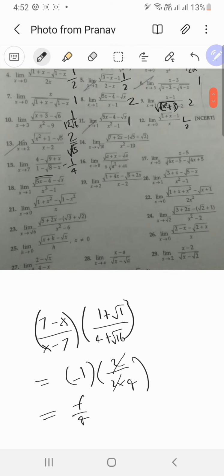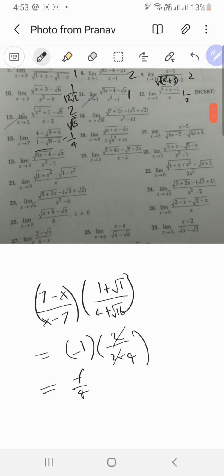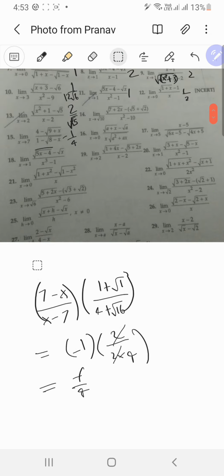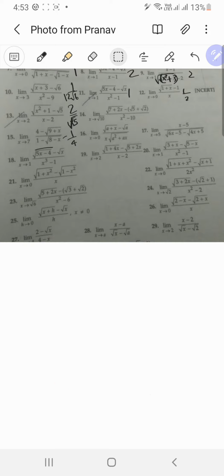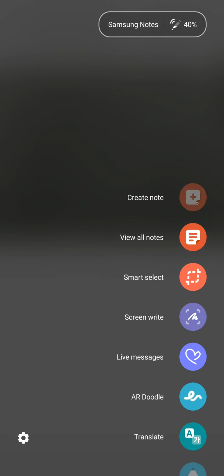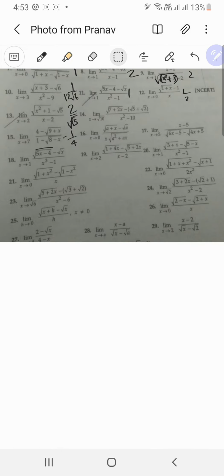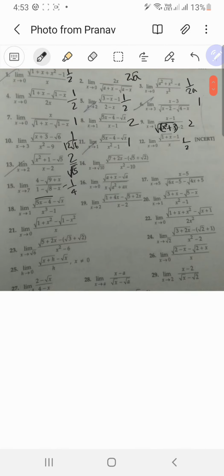Next, x tends to 0 of this thing. Okay, that's why I had that going on. You know what, let that be, create note. Okay, that's not what I wanted to do, whatever, we will have to deal with this.